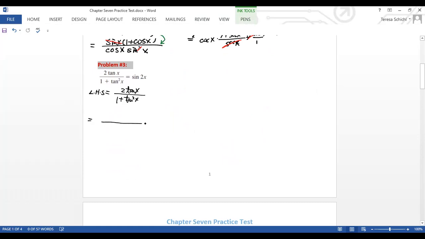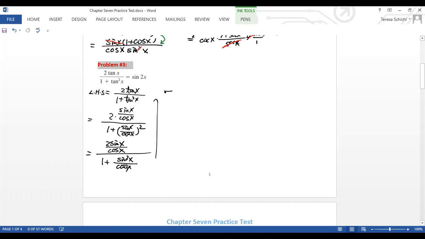Okay, so now let's see here, because I want a sine, so I want to change the sine x over cosine x, right? So that's the tangent. And then 1 plus sine x over cosine x, the square, correct? Okay, now I'm going to simplify that. So the top will be cosine x, 2 sine x, right? Bottom will be 1 plus sine square x over cosine square x, okay?